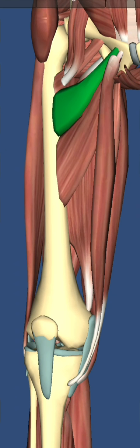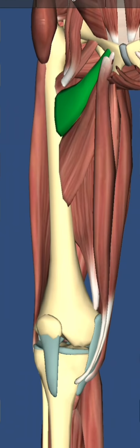Adductor muscles are supposed to only adduct the thigh. For example, the adductor longus is loyal to adduction. Okay, ADD. But the adductor brevis adducts the thigh and also flexes it, even though a little bit. Okay, so now we have another muscle called the adductor magnus.